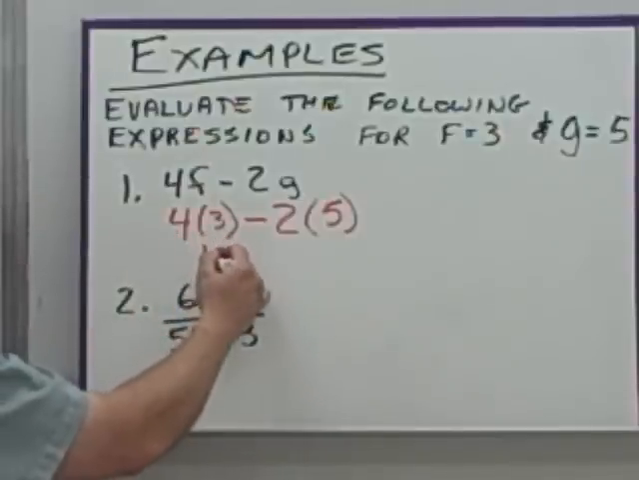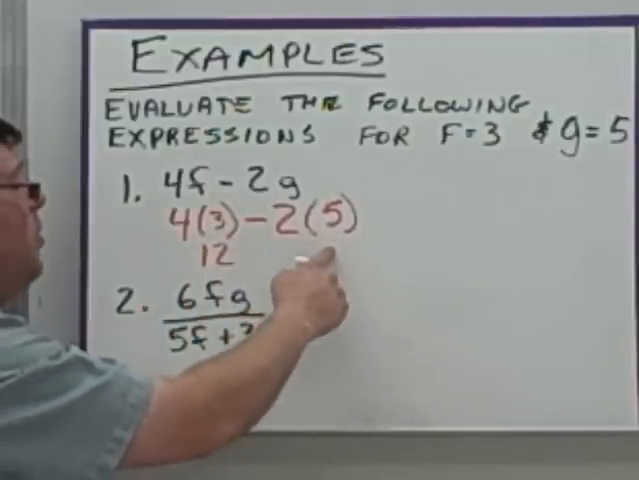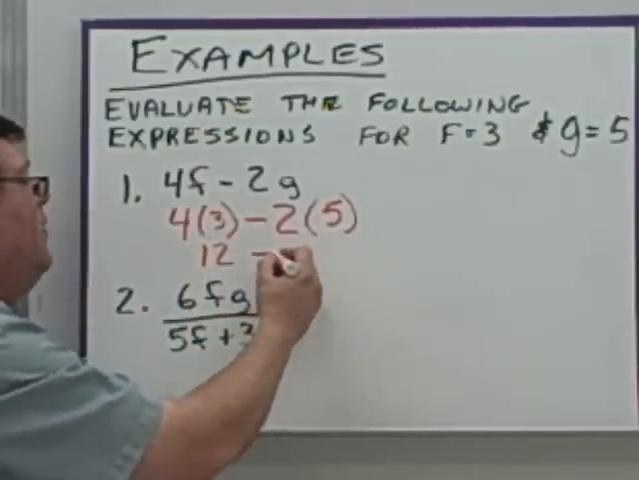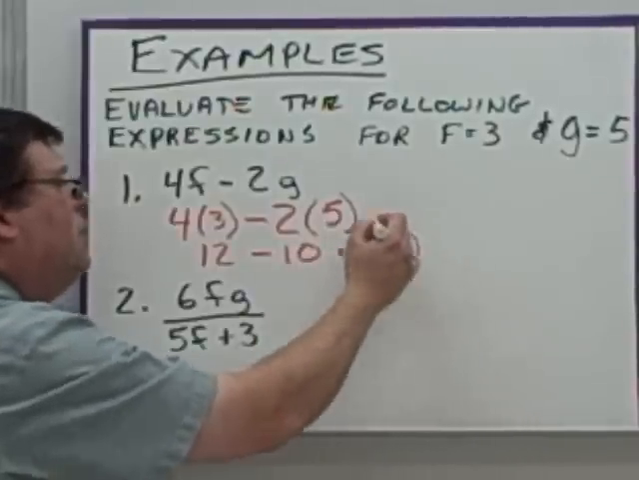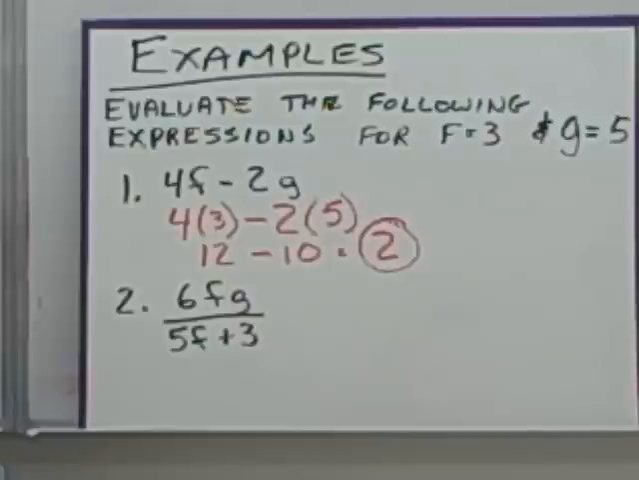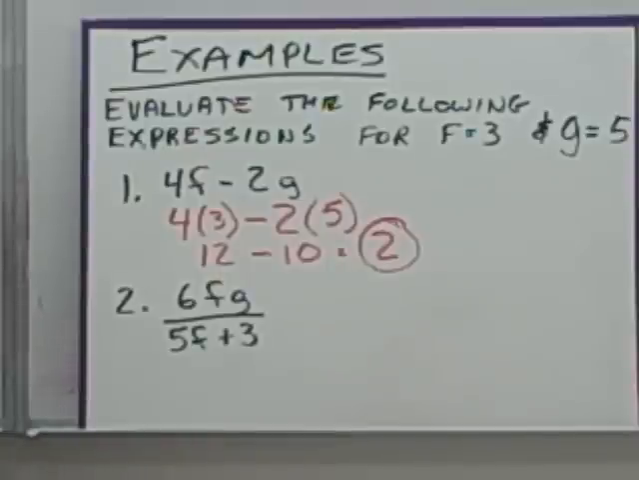4 times 3 is 12. You have to multiply before you subtract, so you do this multiplying here, which is 10. So you get minus 10. 12 minus 10 gives you 2. That's the simplified expression for that evaluation. And when you're asked to evaluate, you do need to simplify completely.